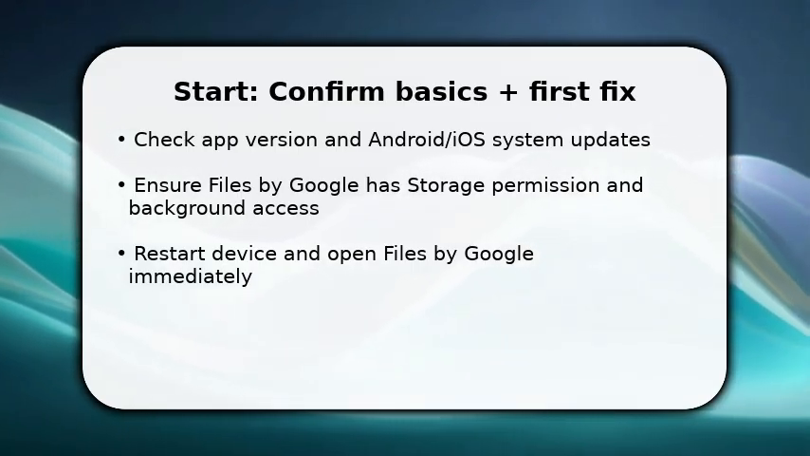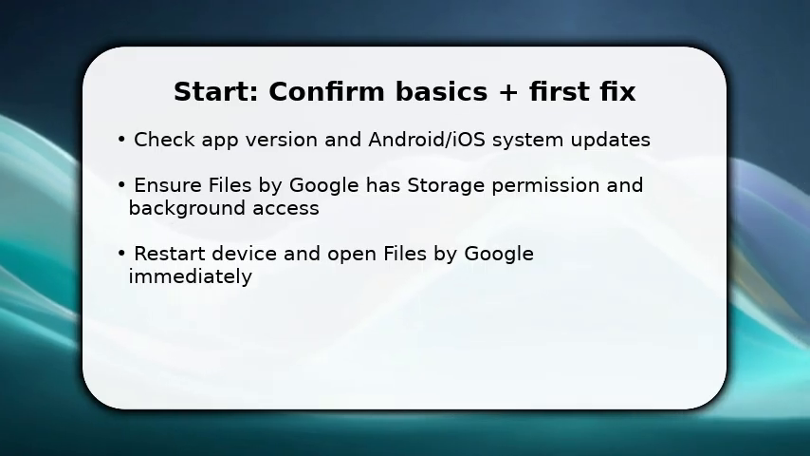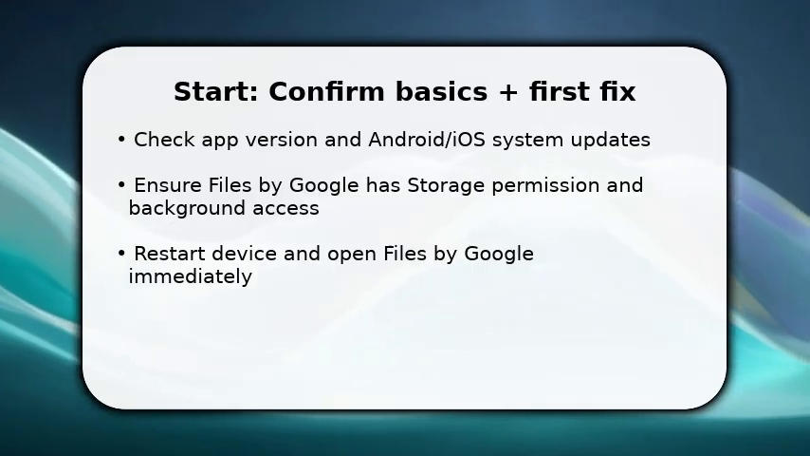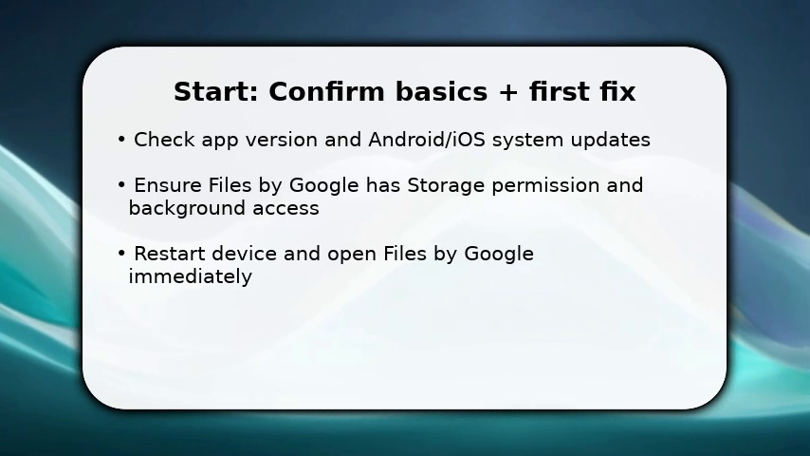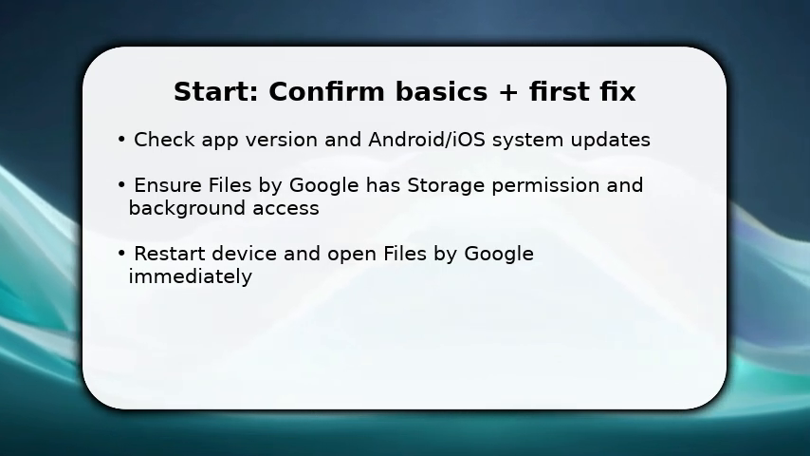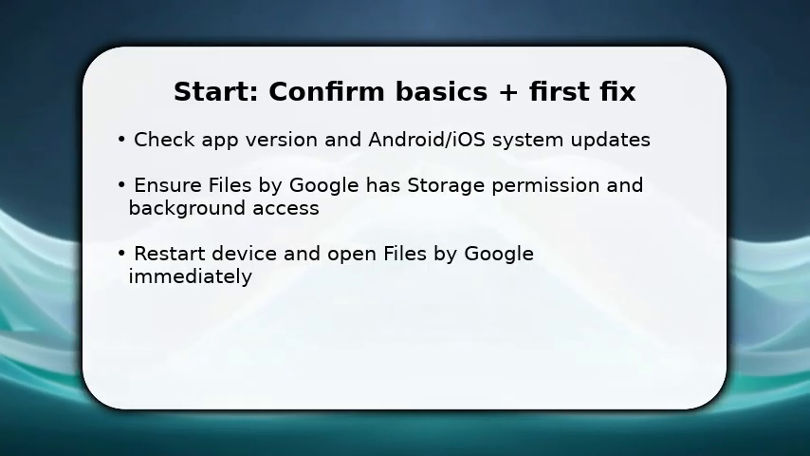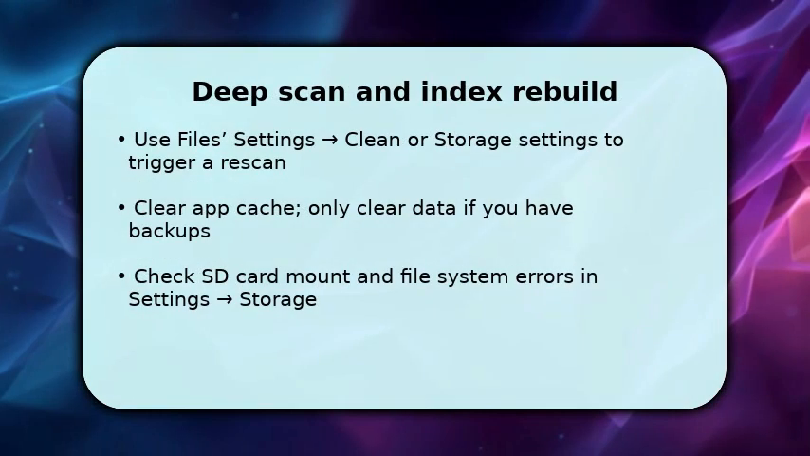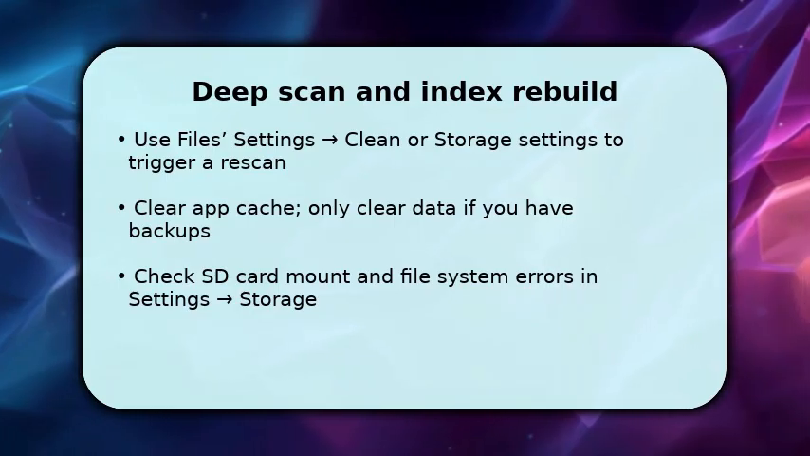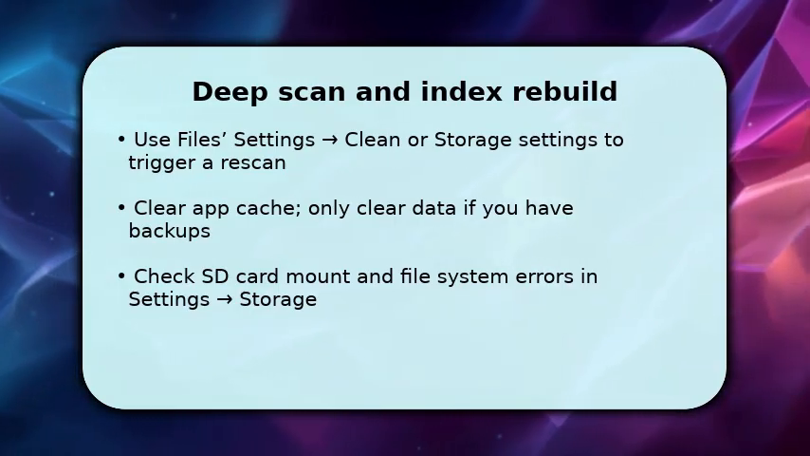This initial sequence resolves most visibility problems because it removes permission blocks and forces a fresh scan of internal and SD storage. Next, force a detailed rescan and rebuild the index. Go into File Settings and trigger Clean or any rescan option. This forces the app to recatalog files.